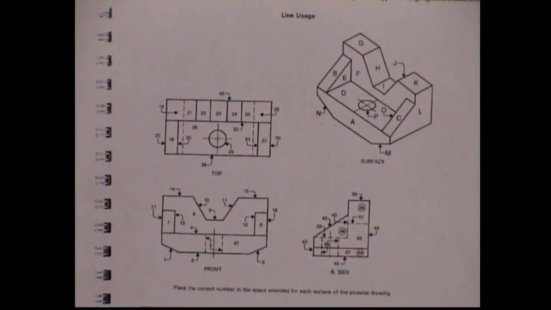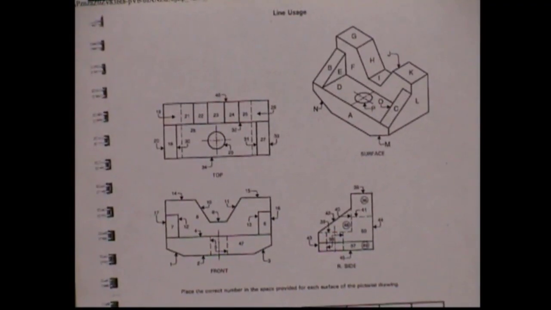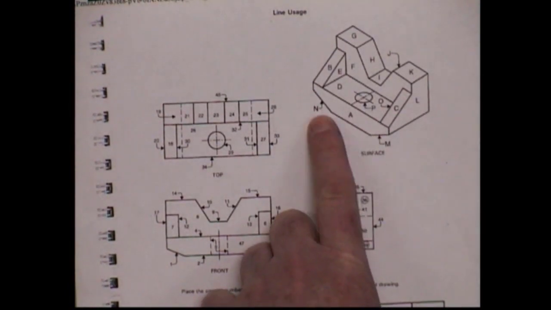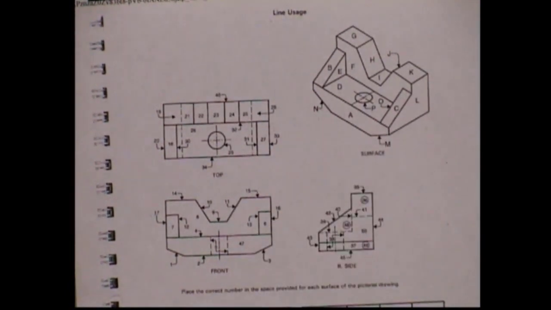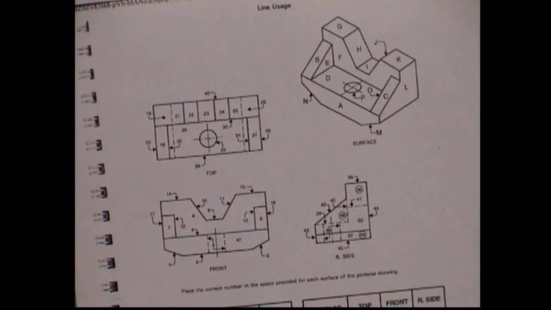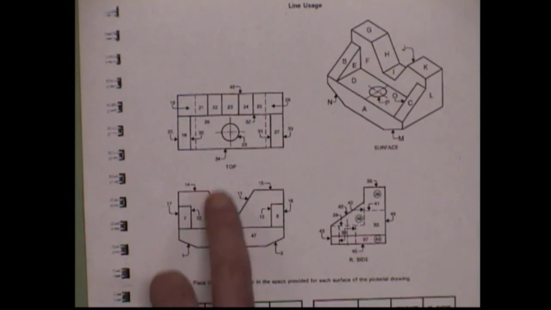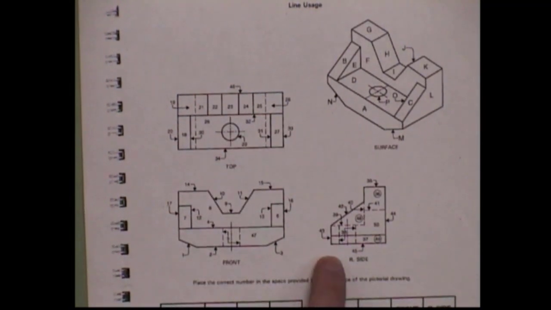Right, so when we are looking at multi-view drawings, this is an isometric drawing up here in the corner. That's what we call the one that looks like a picture or a pictorial. And then in third angle projection, the front view is seen here, the top is seen here, and the right side is seen here.